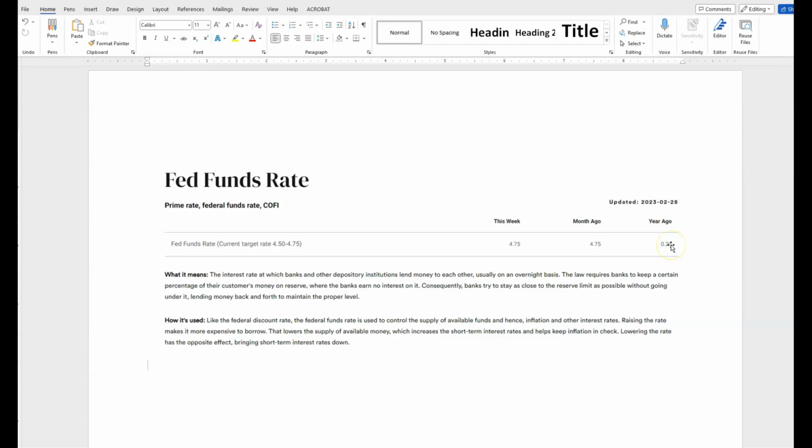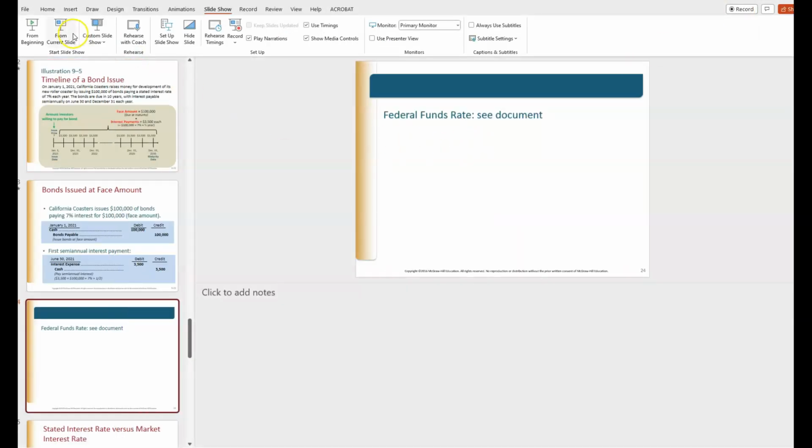A year ago, it was 0.25%. So it's gone up dramatically. It's also used to control inflation by the Fed, the Federal Banking Commission. So every interest rate you look at is set by the federal funds rate. I just want to point that out because we talk a lot about the rate we're using here, and it's hard to figure out where it actually comes from.